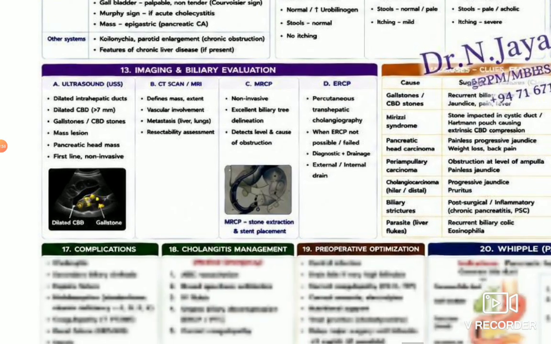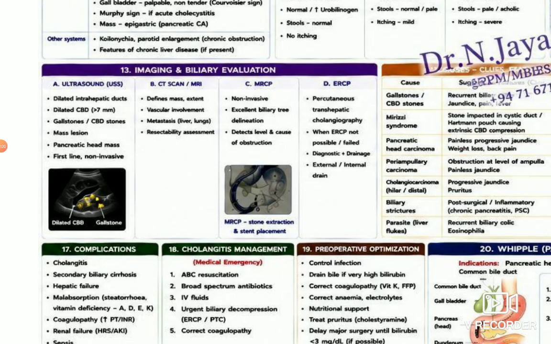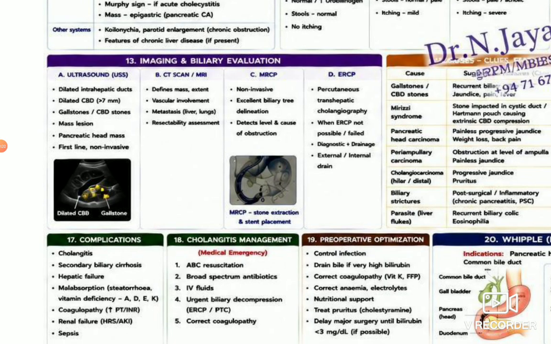Then we go for the imaging and the biliary evaluation. First line imaging is ultrasound scan. Why? Because obstruction causes proximal duct dilation which the ultrasound detects very well. Ultrasound scan can identify dilated ducts, gallstones, liver lesions, and gallbladder enlargement.